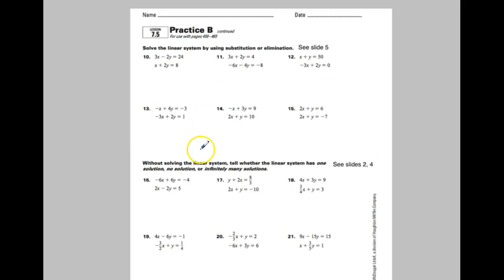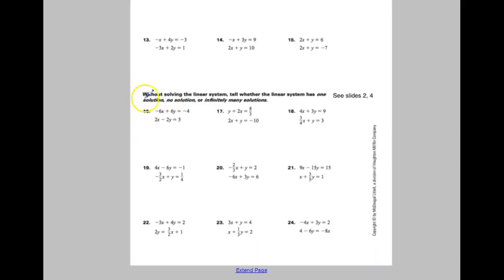Same thing on this next page. These ones say solve, so if you can solve it. Down here it says without solving. Tell me just how many solutions there are. So meaning if you get x equals 5, don't keep solving it, just tell me that's one solution. Okay?